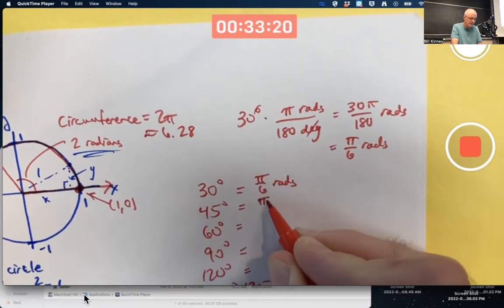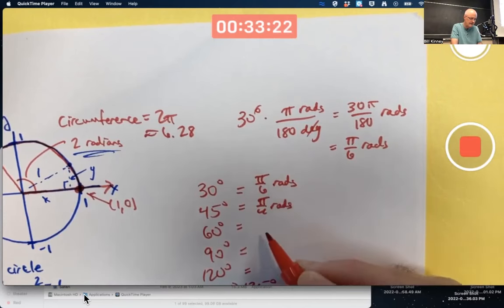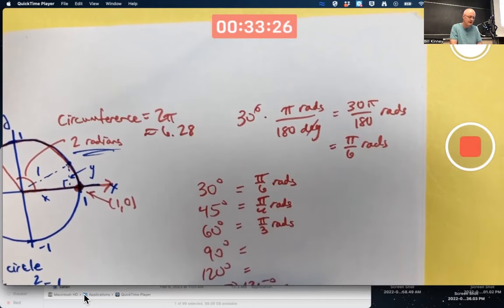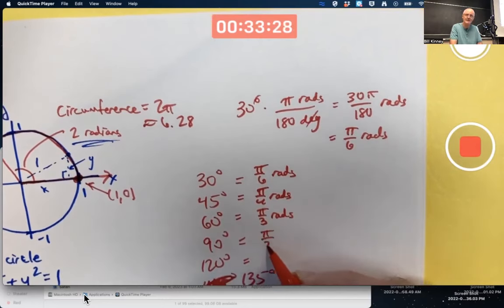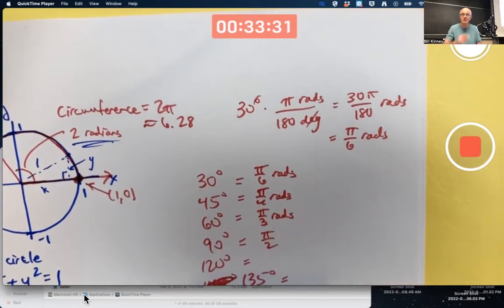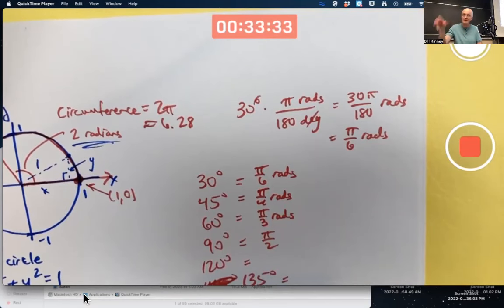45 degrees turns out to be pi over 4 radians. 60 degrees is pi over 3 radians. 90 degrees is pi over 2 radians. 2 pi divided by 4: radian measure of 2 pi all the way around the unit circle. A quarter of that would be pi over 2.